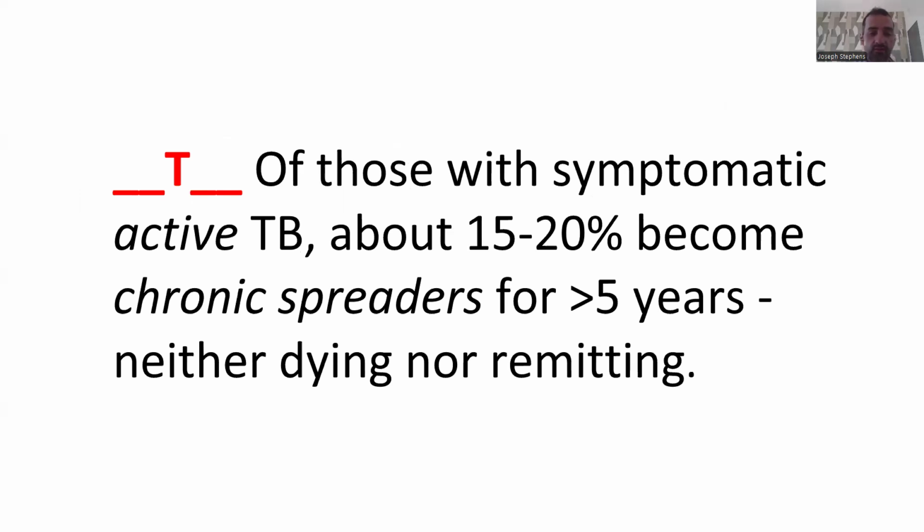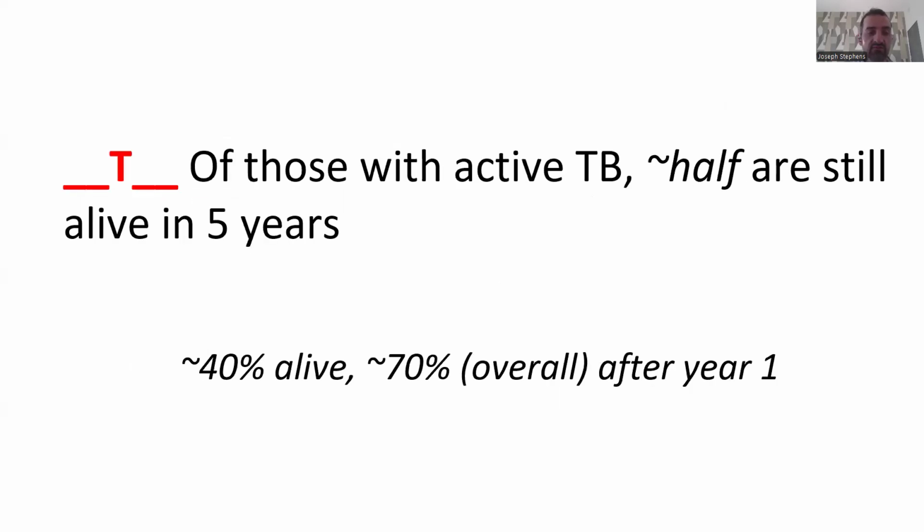True or false? Of those with symptomatic active TB, about 15 to 20% become chronic spreaders for over 5 years, neither dying nor remitting. That's true. So almost a quarter are chronic spreaders for over 5 years.